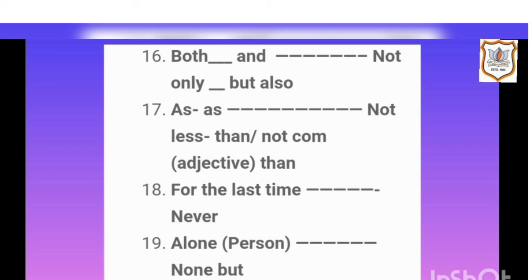Okay, now the next rule is, for the last time, we will change to never. For example, I warn you for the last time. So we will change it: I shall never warn you again.